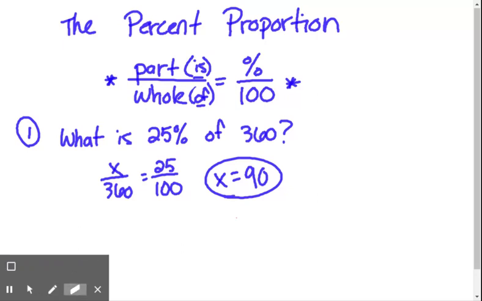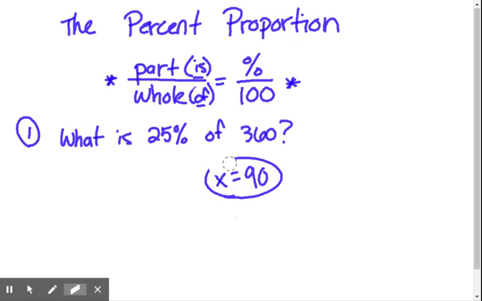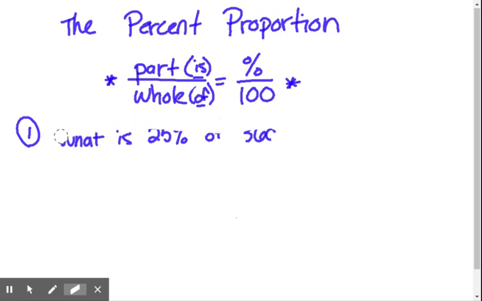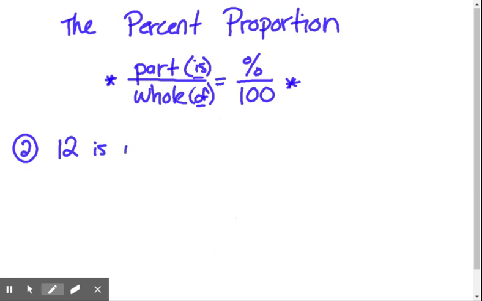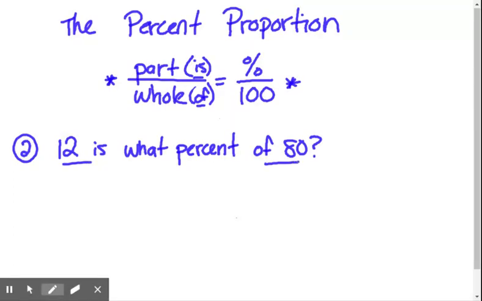Let's try another one. So that's finding the part. Let's try one where we find the percent when we're not given the percent. Let's put question number 2. Let's do 12 is what percent of 80? Let's use the percent proportion, fill in our numbers, and go from there. We have a 12 is, we have an of 80, and we do not know the percent.